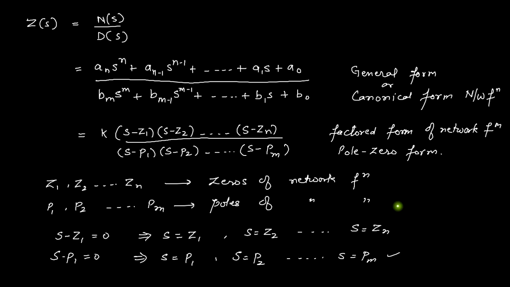We can comment on the realizability of a network function by having the information regarding the zeros and poles of the network function, and these zeros and poles are to be plotted in a complex plane, where zeros are represented by a small circle and poles are represented by a simple cross. Let us see some examples.